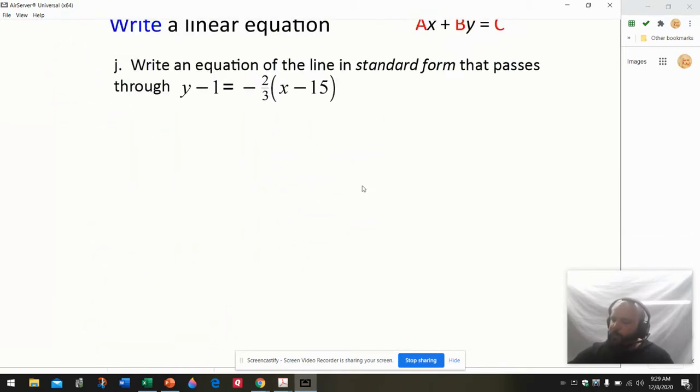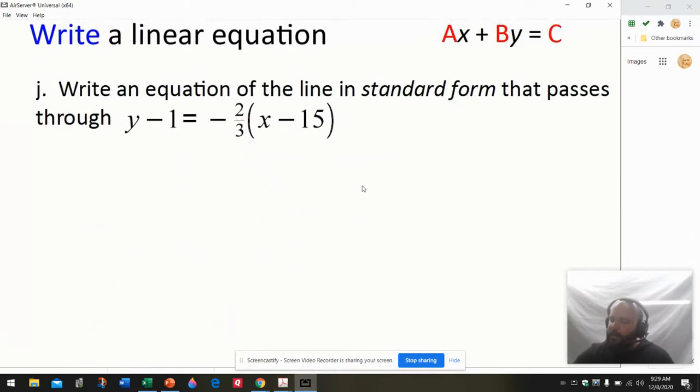Okay, so I have one more to show you. And this one's a little bit more complicated because, you can see, there's a negative 2/3 right here. So once again, we're starting with something in point slope form. And it says write an equation of the line in standard form. So we need to take this and put it into standard form. The first step to that is distributing this negative 2/3 to both sides.